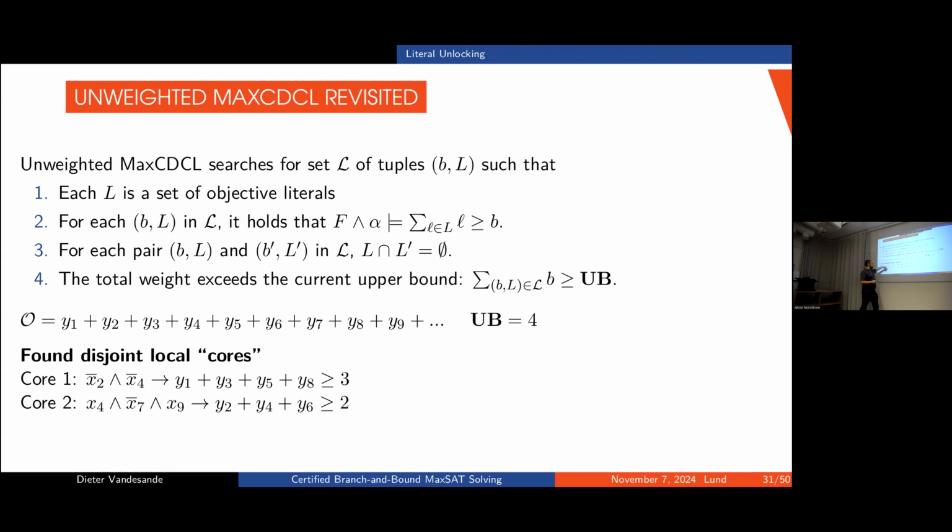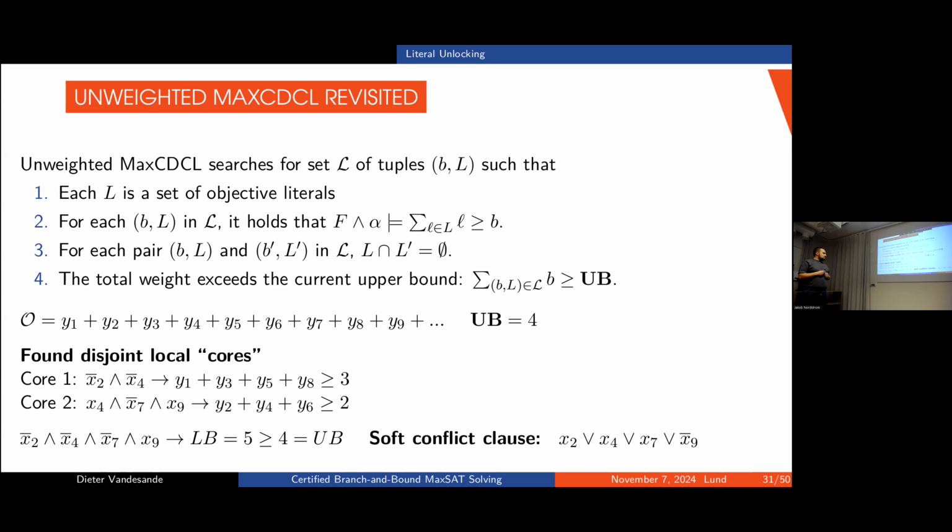So you have found, given the current partial assignment, y1 plus y3 plus y5 plus y8 needs to be greater than or equal to 3. And given the current partial assignment, y2 plus y4 plus y6 needs to be greater than or equal to 2. So by adding them up, since they are disjoint, you can see that y1 up until y8 needs to be greater than or equal to 5, which is a lower bound. And in this case, the upper bound was 4, so we have found a soft conflict. That's the idea.